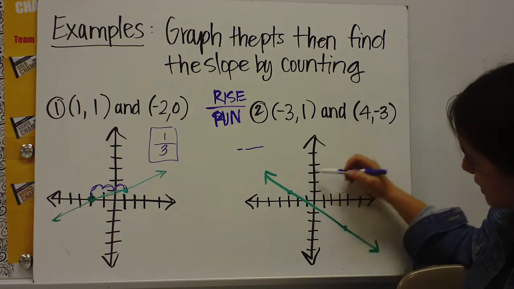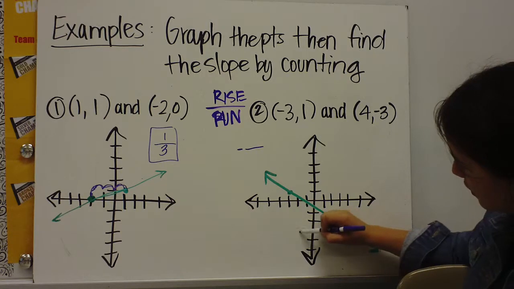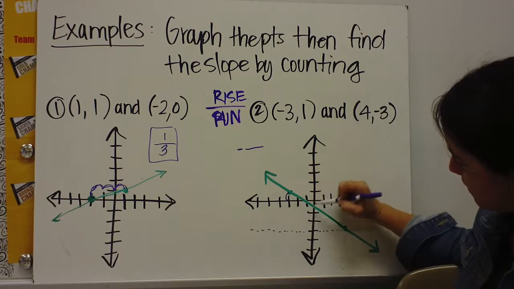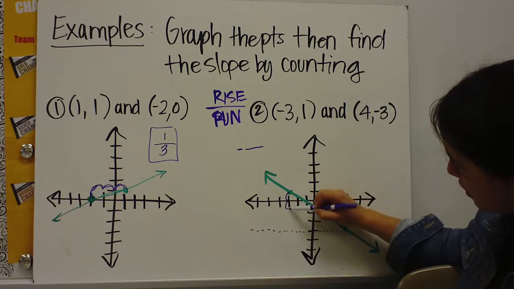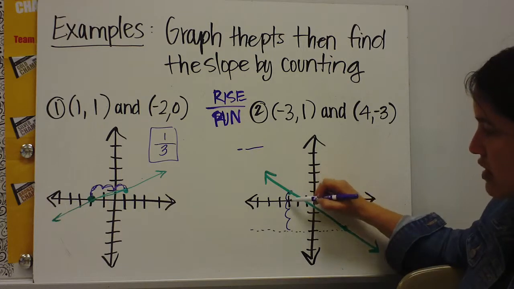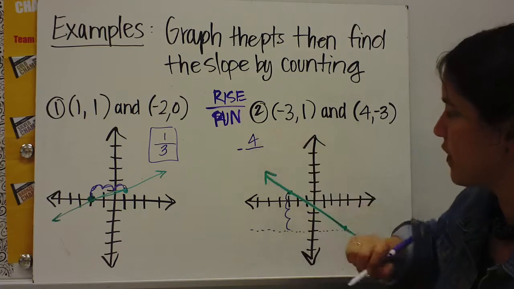Let's see how many down we have to go. I'm going to draw a dotted line, just so I know where to stop. So I'm going to go down 1, and then 2, 3, 4. So if I have to go down 4, I go down to the line, axis, and then 1, 2, 3. So I've gone down 4.